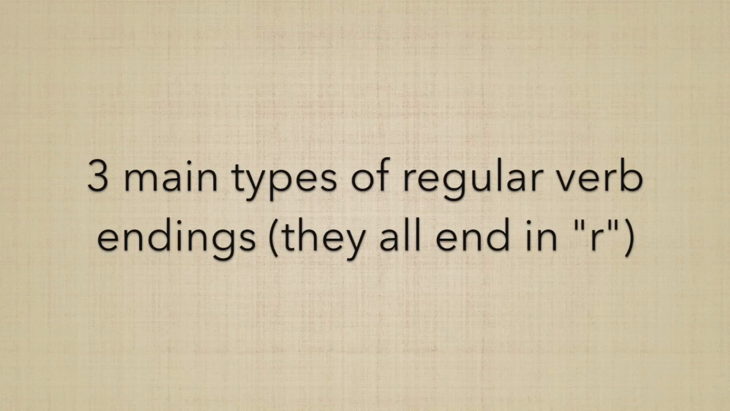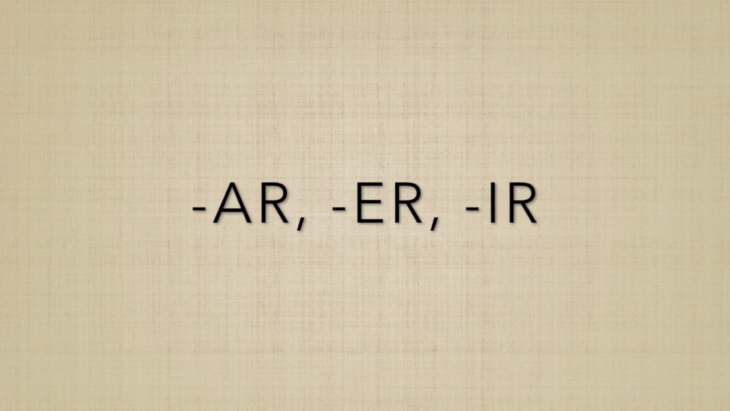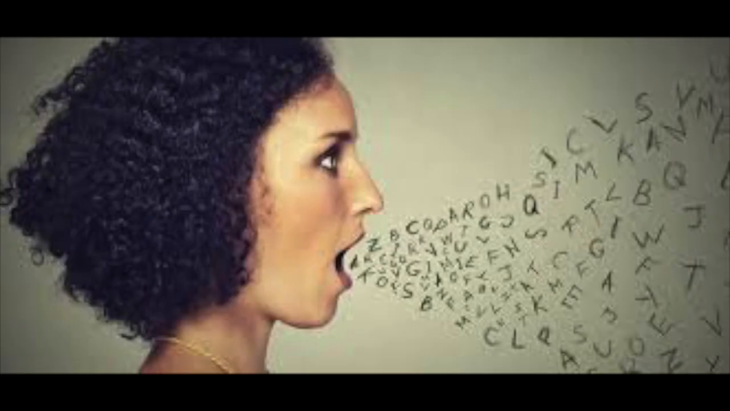Okay, so there are three basic classes of verbs in Spanish. All Spanish verbs end with the letter R, but there are actually three different types of endings. There are AR, ER, and IR verbs, which just indicate that the letter before the R is either an A, an E, or an I. It's pretty self-explanatory. Now I'm going to give you some examples of each of these three types of verbs.